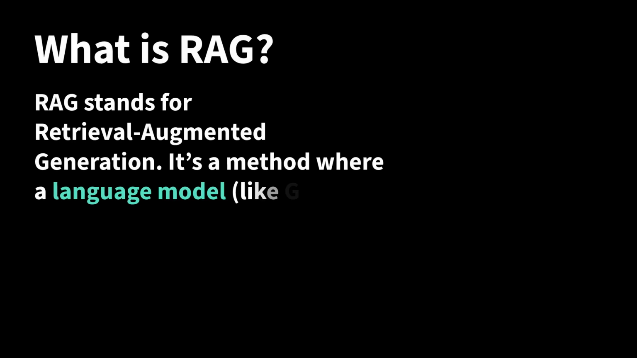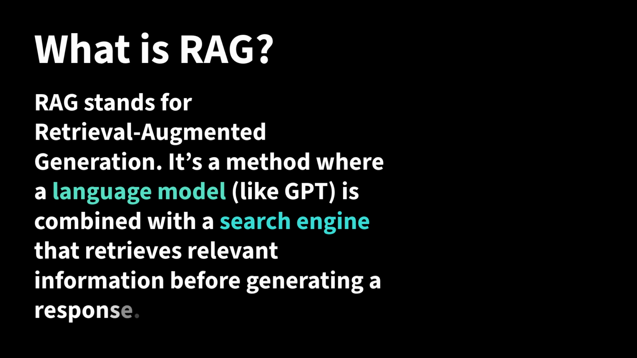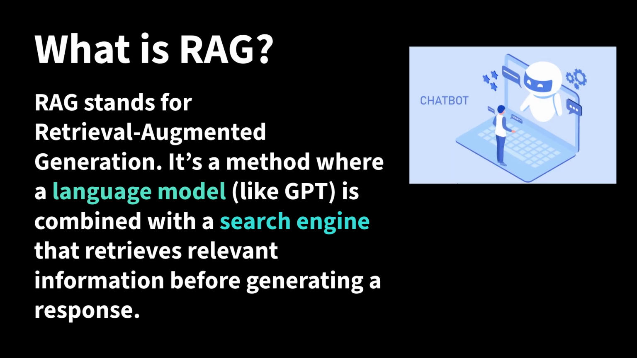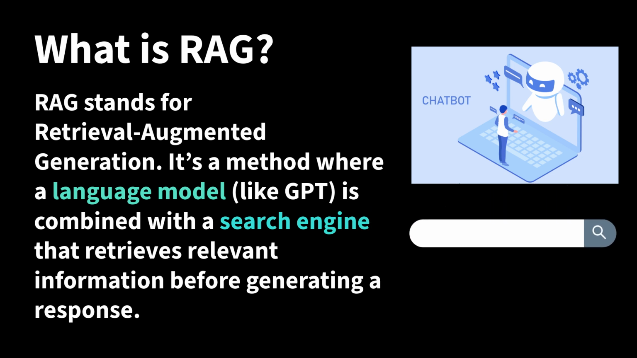What is RAG? Think of RAG as giving your AI access to Google search, but for your private documents or internal knowledge base. RAG stands for Retrieval Augmented Generation. It's a method where a language model like ChatGPT is combined with a search engine that retrieves relevant information before generating a response. So instead of only relying on what it was trained on, the model can look up relevant facts from a trusted source before answering.